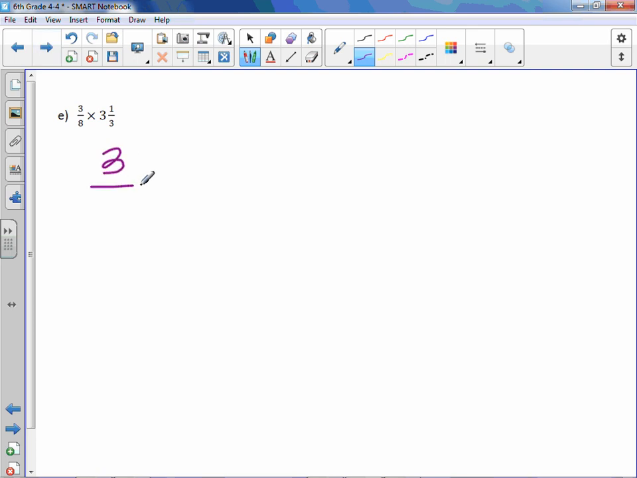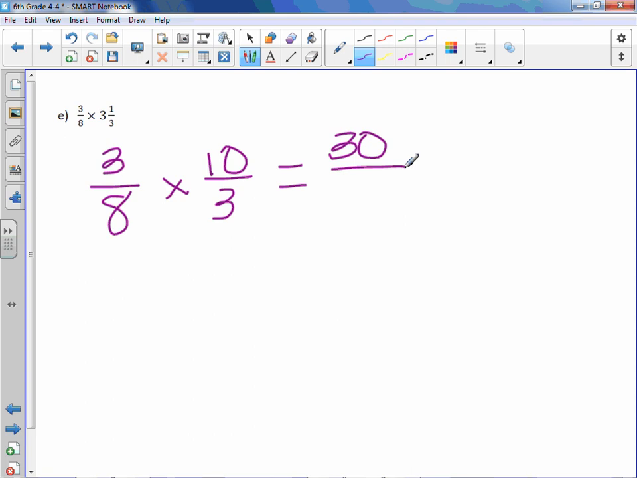Letter E. 3/8 times 3 1/3. 3 1/3 is 10/3. 3 times 10 is 30. 8 times 3 is 24. 24 goes into 30 once, with 6 left over. I can divide numerator and denominator by 6. I get 1 and 1/4.